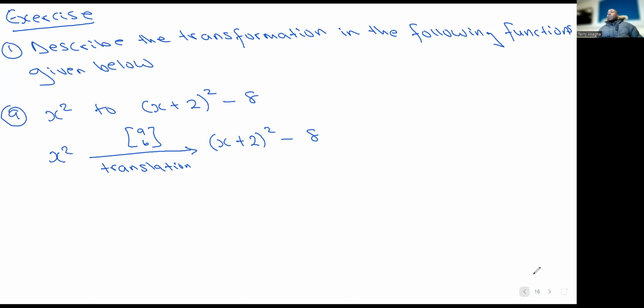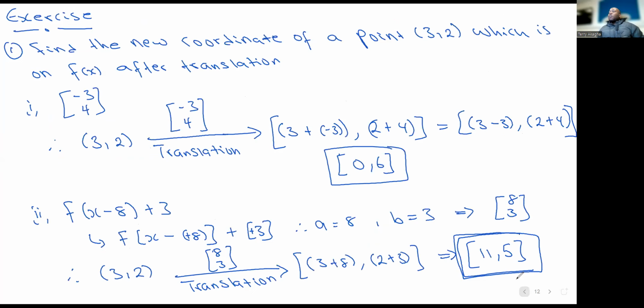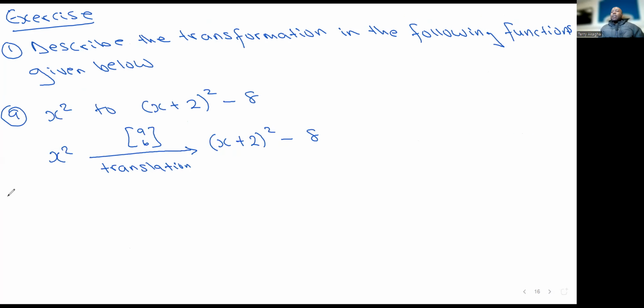So follow the steps. So step 1, write the original equation in the completed square form. Okay, so the original equation we had is x squared. So we'll have step 1, x squared in completed square form is going to give us, open the bracket, x plus 0 squared plus 0. Okay? Please don't forget, you need to go back and review how to do completed square form. Okay? Then step 2.